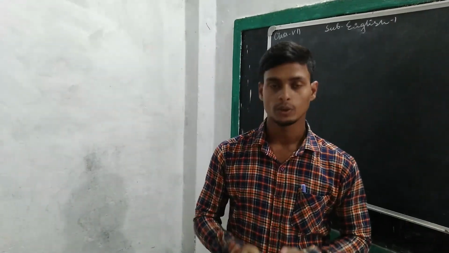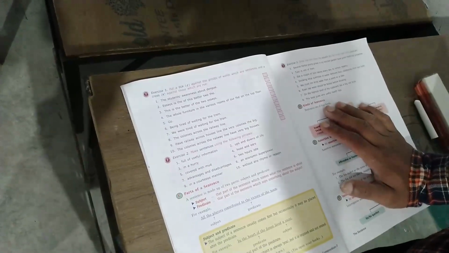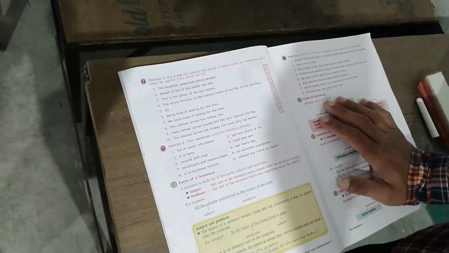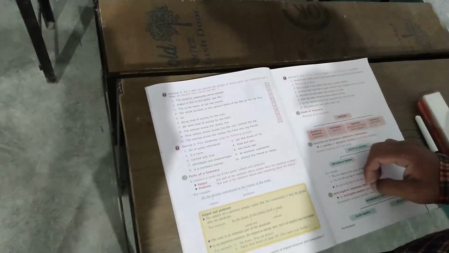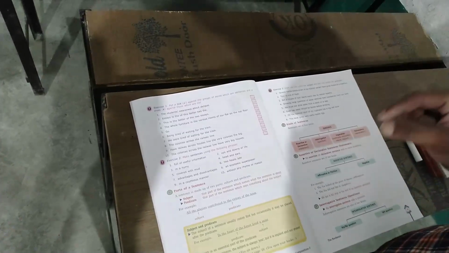Now we will go to solve our exercise 1. You can open it in your book, page number 2. Yes, we can see here in exercise 1, they say: put a tick against the group of words which are sentences and a cross against those which are not. That means in the exercises, the question which is a sentence, you have to put a tick, and which is not a sentence, there you have to give a cross mark.